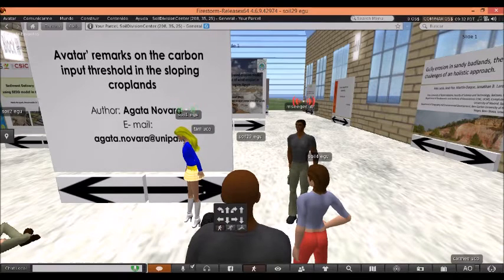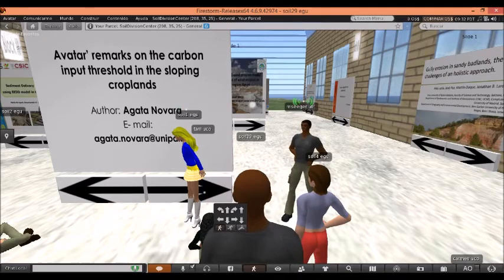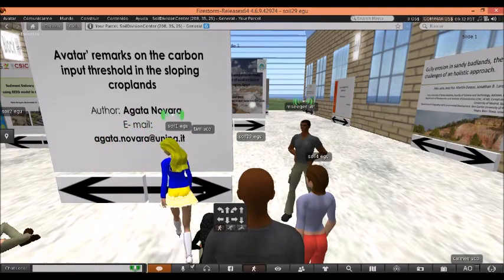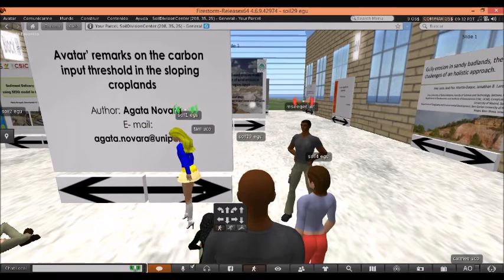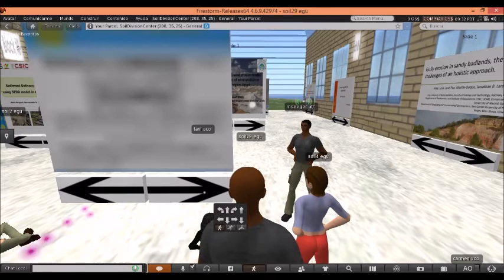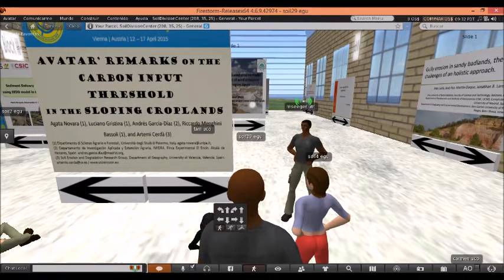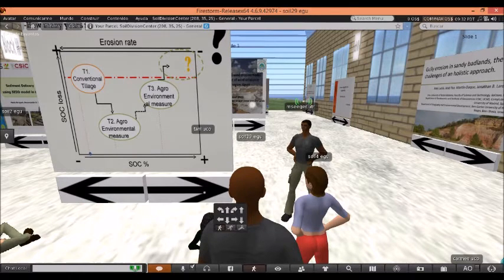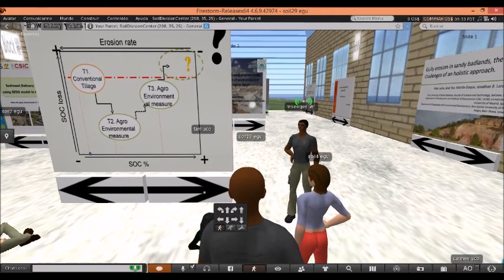I will have a very small question, Agatha. You presented this kind of more conceptual graphics about the change of soil erosion with soil organic carbon. But do you have also some real figures on this? And is this kind of linear, or is this more a kind of stepping?